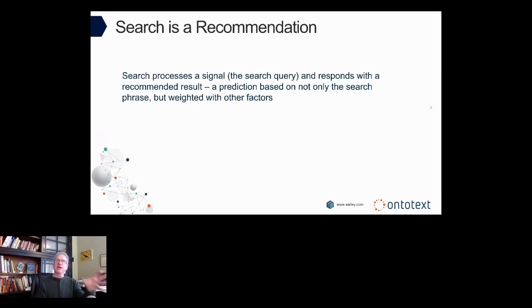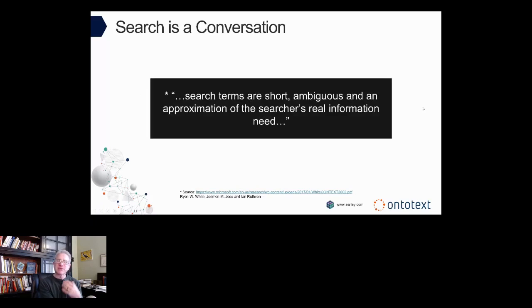And in a chatbot, we process those signals. They're called utterances, and we resolve into what's called an intent. And then that intent is a trigger to retrieve information. So search, chatbots, all of these things operate with the same basic principles, although the mechanisms are very different. And I like to say search terms are short, they're ambiguous, and an approximation of the searcher's real information needs.